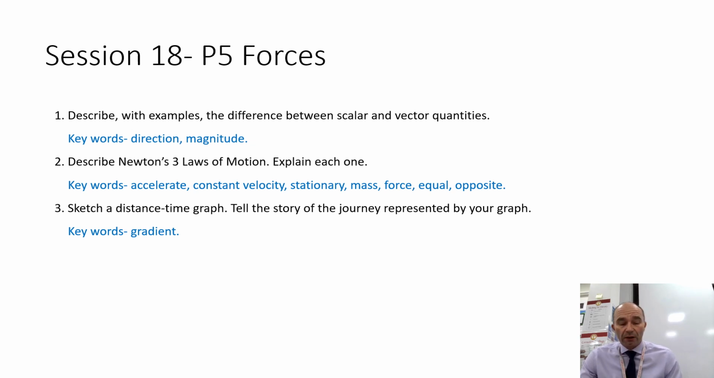The second activity is to describe Newton's three laws of motion. You then need to explain what each one means. So your keywords here are accelerate, constant velocity, stationary, mass, force, equal, and opposite.